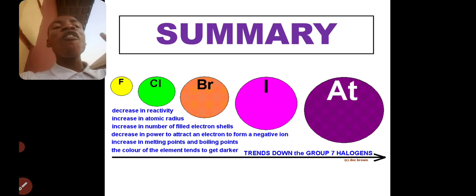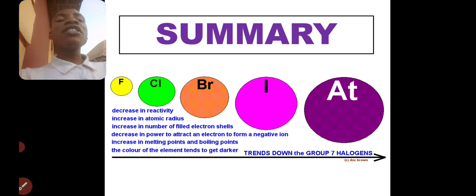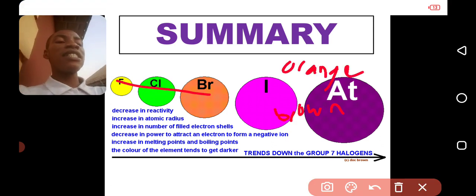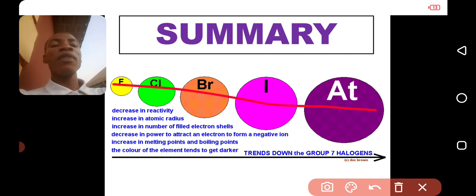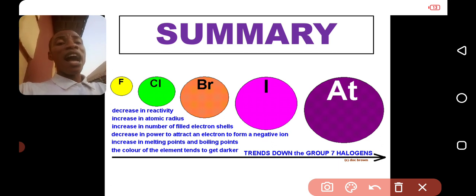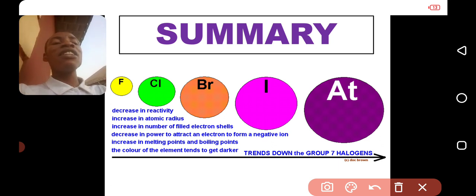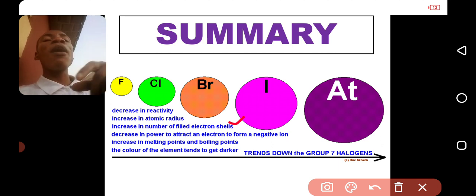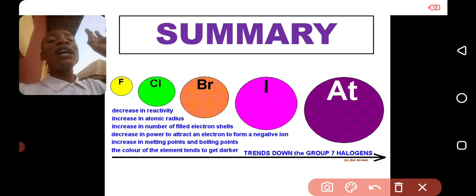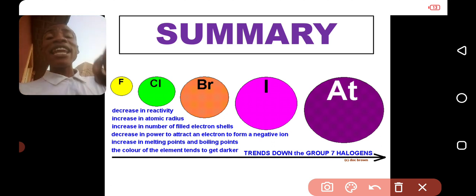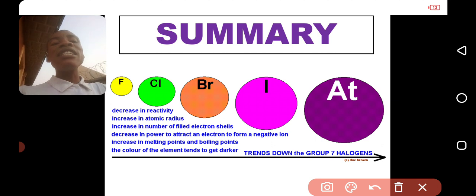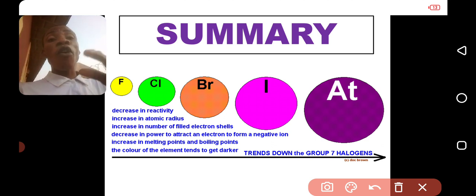So the summary of all we have been saying about the periodicity of halogens is that as you go down the group, there's a decrease in reactivity. There's an increase in atomic radius, the size becomes larger as you go down the group, and there's an increase in the number of shells. There's a decrease in the power to attract electrons, that is, a decrease in electron affinity and a decrease in electronegativity. So there's a decrease in the power to attract electrons to form negative ions.